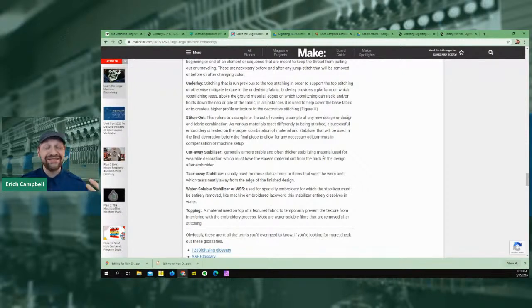There's also different kinds of stabilizers that wash away and only leave some material underneath the design. And these are different kinds of wash away stabilizers compared to water soluble stabilizers. There's a wash away, and then there's a water soluble.